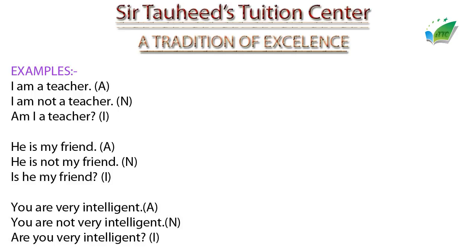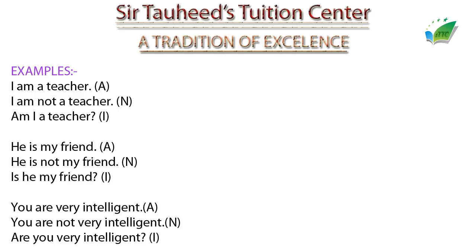Moving on to third example, you are very intelligent. This is an affirmative sentence, and notice here the subject is you, which falls in the category of second person, and for second person we have to use are after the subject. So you are very intelligent. This sentence is affirmative.